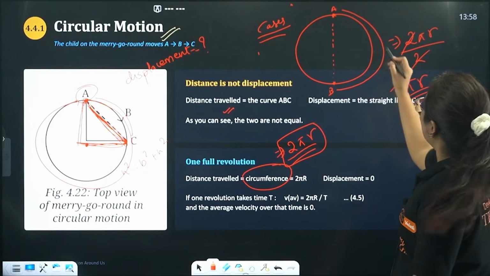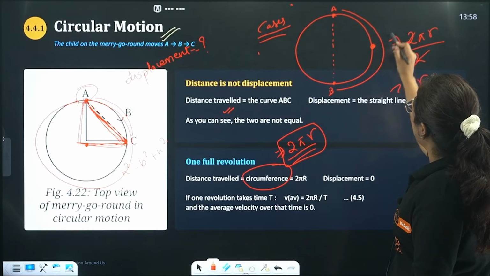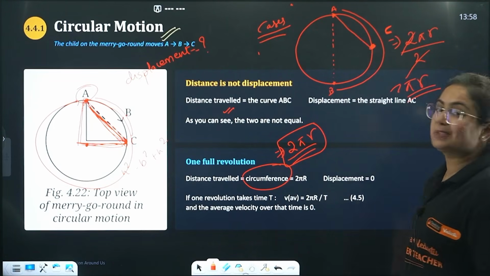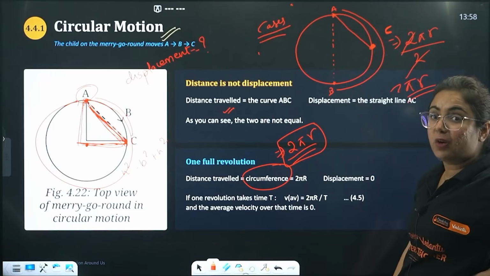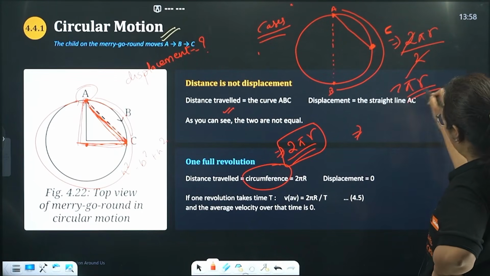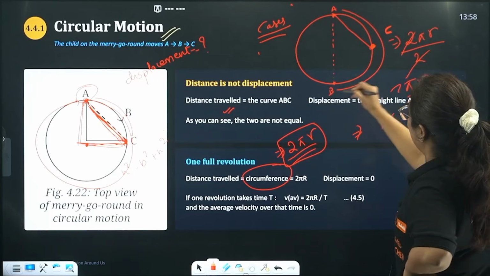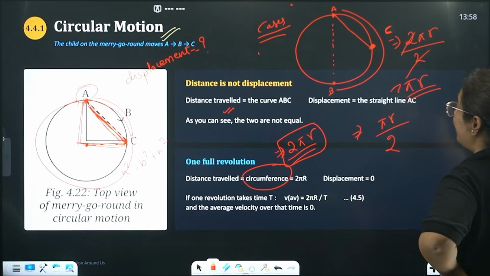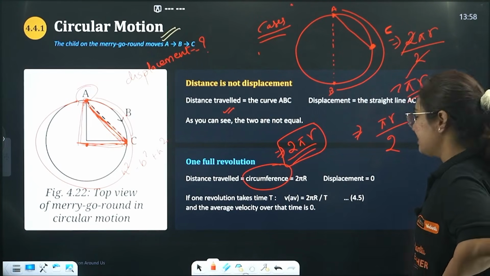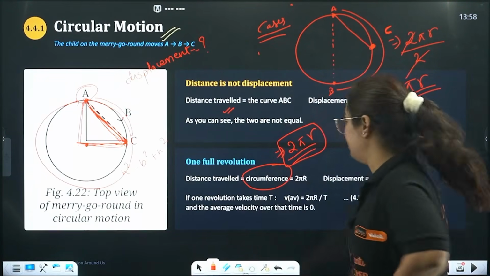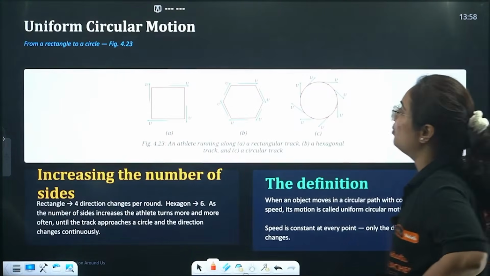What if the student starts from the point A and reaches the point C? Beta, now what is the value, beta? It will be half of this pi r, because for half it is pi r as we calculated. It will be pi r upon 2. This is how you can find the value of distance and displacement when you are in a circular motion.